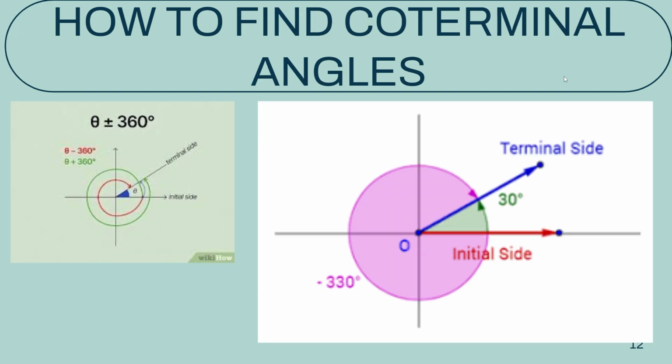Okay, now we're going to do coterminal angles. All you have to do is, whenever you have your angle, if it's a positive number over 360, you subtract 360. If it's a negative number, then you add 360. You keep on doing that until you get over 0 or under 360. As you can tell in this example down here, you start off at negative 330. When you add 360, you have 30. So that's how you find coterminal angles.